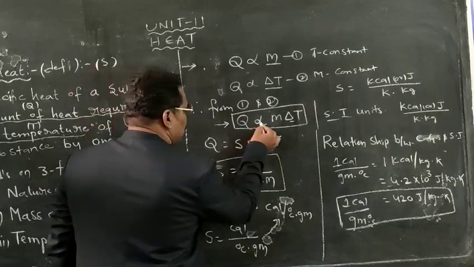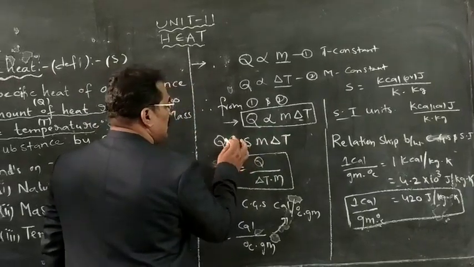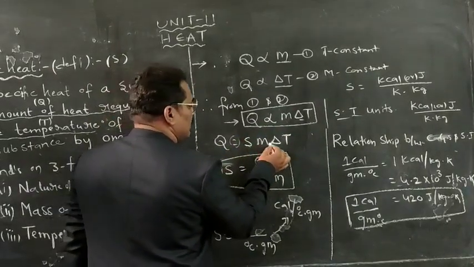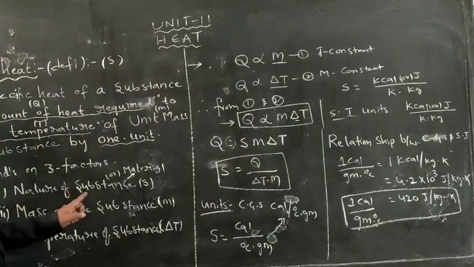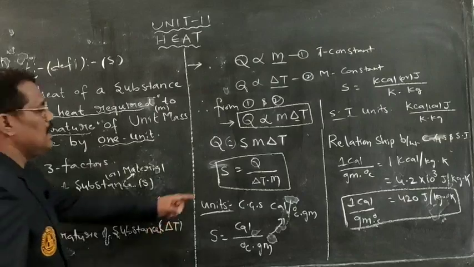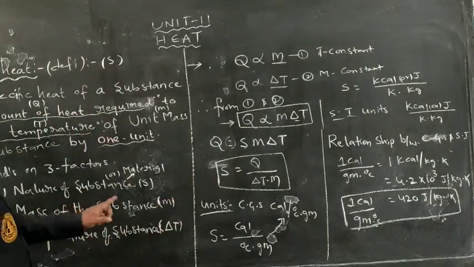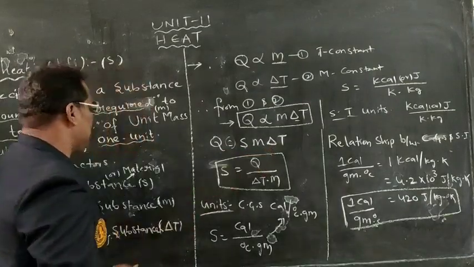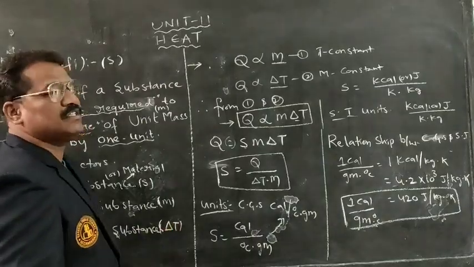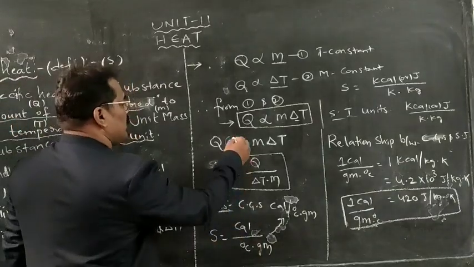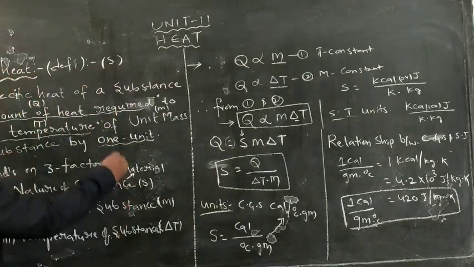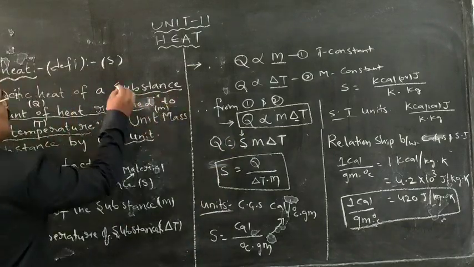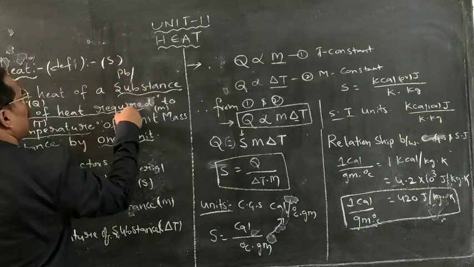Therefore, if I replace the proportionality symbol with a proportionality constant, Q is equal to S into M into delta T, where S is the specific heat of the substance and M is the mass of the substance. Delta T is the change in temperature of the substance. S indicates the specific heat of a substance, depending on what substance you have taken. If I have taken lead, it will have a different value.